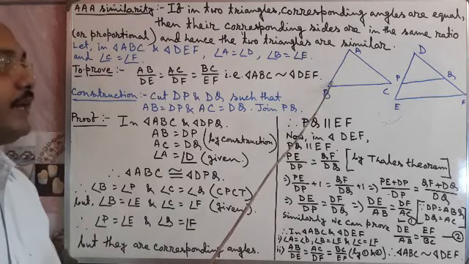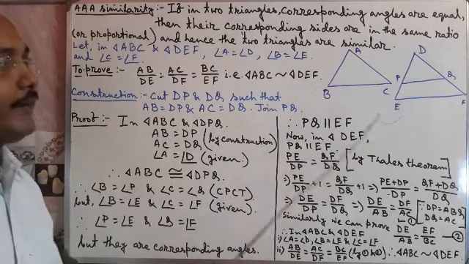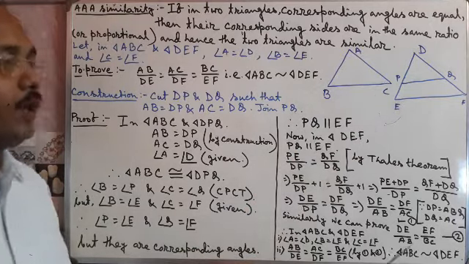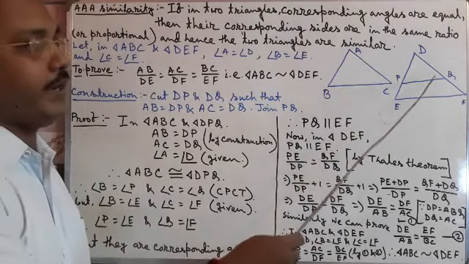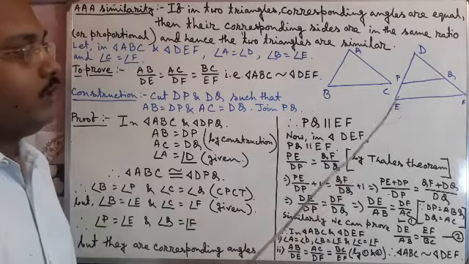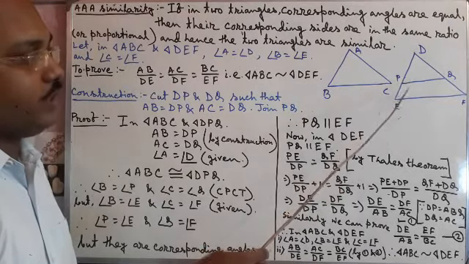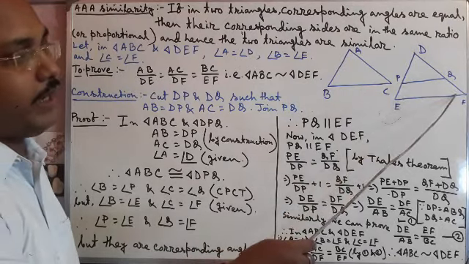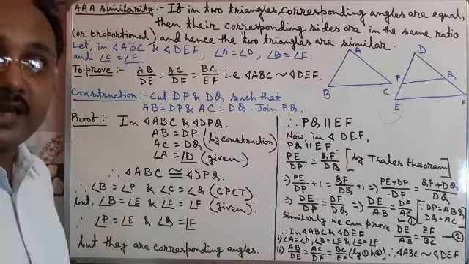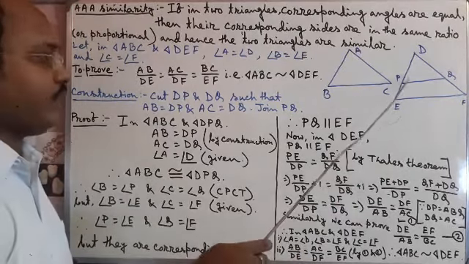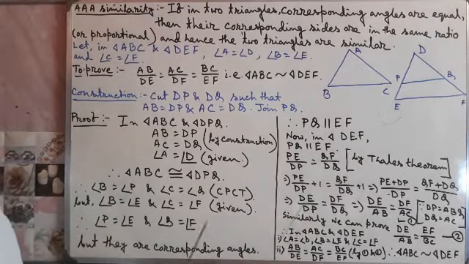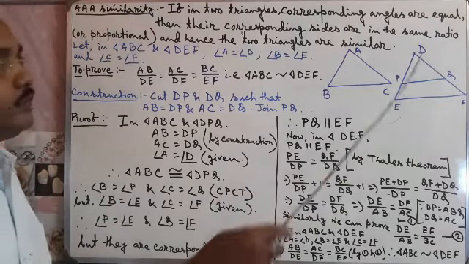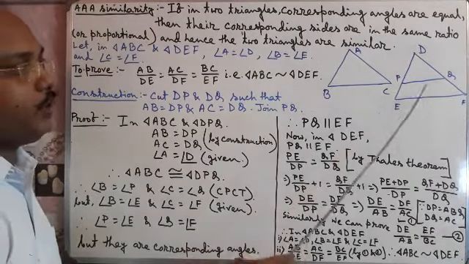Again, it is given that angle B is equal to angle E and angle C is equal to angle F. Just now we proved angle B is equal to angle P and angle C is equal to angle Q. So we can conclude that angle P is equal to angle E and angle Q is equal to angle F, but they are corresponding angles. Now the corresponding angles are equal, that means PQ is parallel to EF.